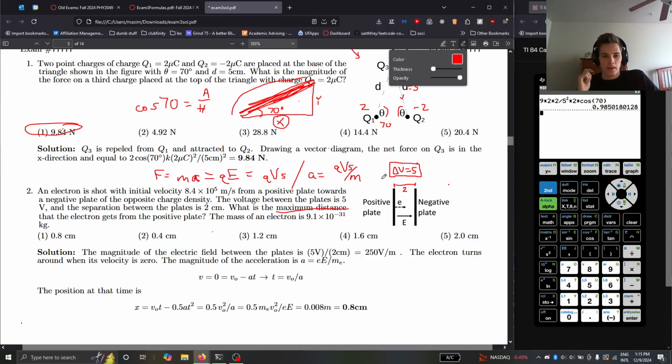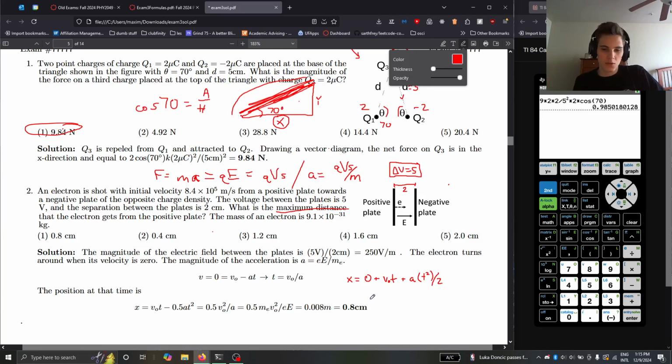Perfect. So now we want to solve for maximum distance. Well, let's think about this. X initial, 0, plus initial velocity, which we're given, so v naught, times t, plus acceleration, which you solved for up there, times t squared over 2. So we have initial velocity, but we don't have t. We can't really solve for t here because we have two unknowns.